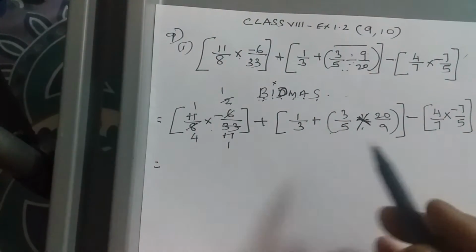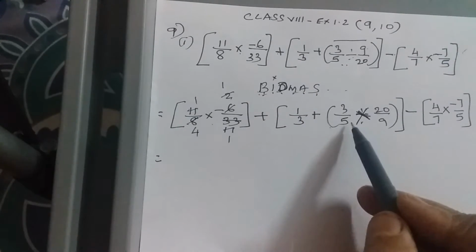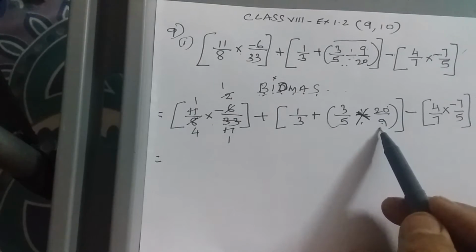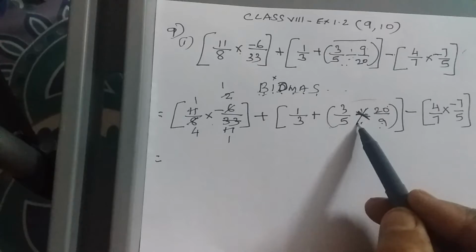Now coming to the second bracket. Now, what is it? Can we do 1 by 3? We cannot do anything because we are supposed to do the innermost bracket, which is inside, 3 by 5 into 20 by 9. Just check whether anything can be cancelled within the innermost bracket.